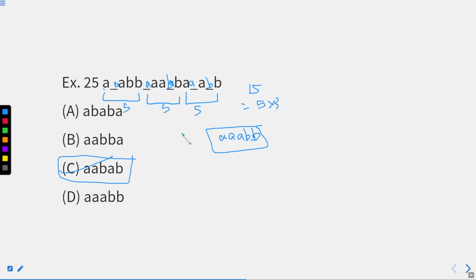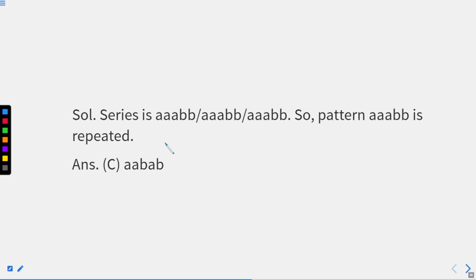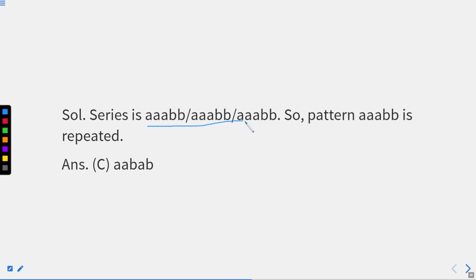So what I did here: first I made sure to make branches of all the series that we are having. After that, I'll divide them into subgroups and make sure the repetition of letters will be there. So what we are getting is a repetition: 3 times A followed by 2 times B. Here you can get the answer. Right, so the pattern that repeated is this one, and the answer that we are getting is AA followed by BAB.